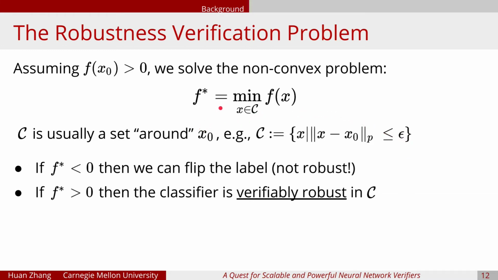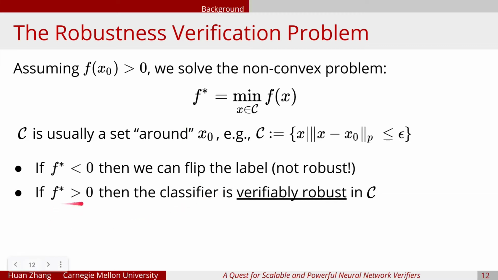But here we'll just focus on one set of problem. We are trying to minimize the problem. For example, if x is originally a positive example, if we can find another x within the perturbation set C that changes the objective value to -1, then we can actually flip the label. So that's actually an adversarial example, so the model is not robust.